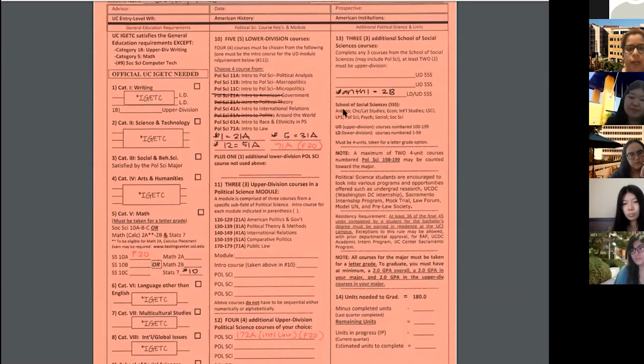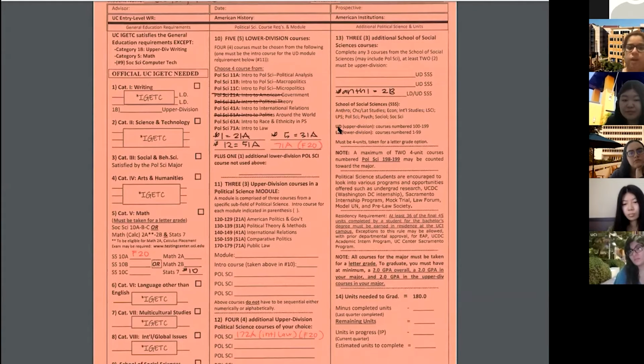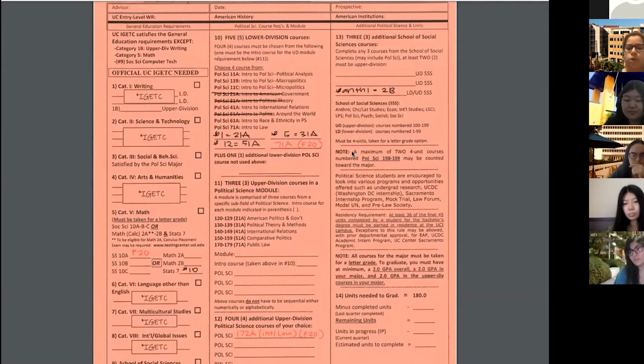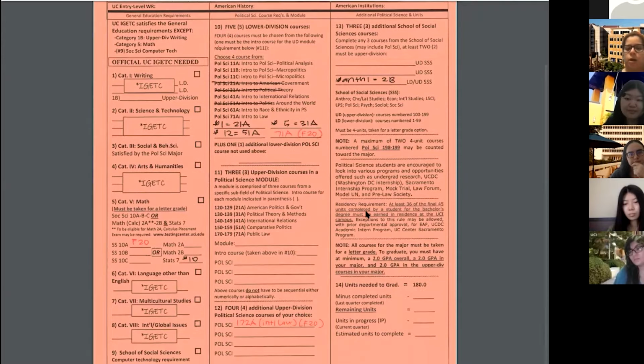And here you have social sciences, the courses that are in the social sciences, like Anthro, Chicano Latino studies, Econ, and so on. And then it will explain again what upper division is: lower division is courses 1 to 99, upper division is 100 to 199. And then there's more useful information here. You guys should really read your degree checks thoroughly and see all these notes. A maximum of two courses numbered political science 188 or 199 may be counted towards the major. All courses for the major must be taken for a letter grade to graduate.